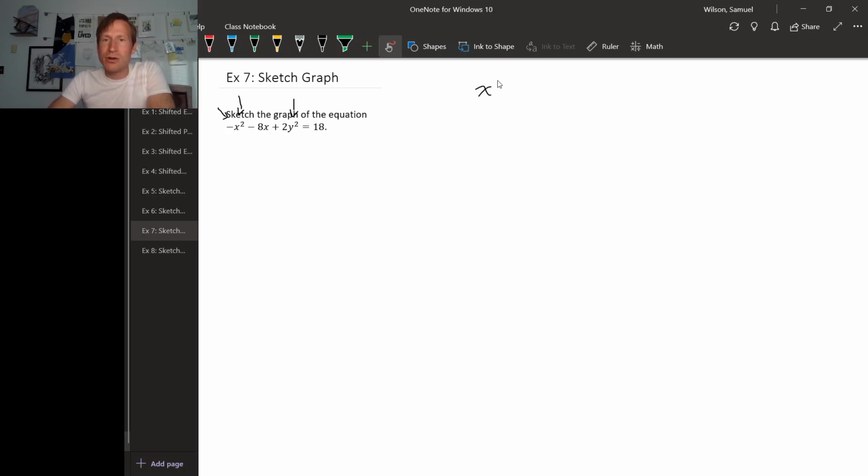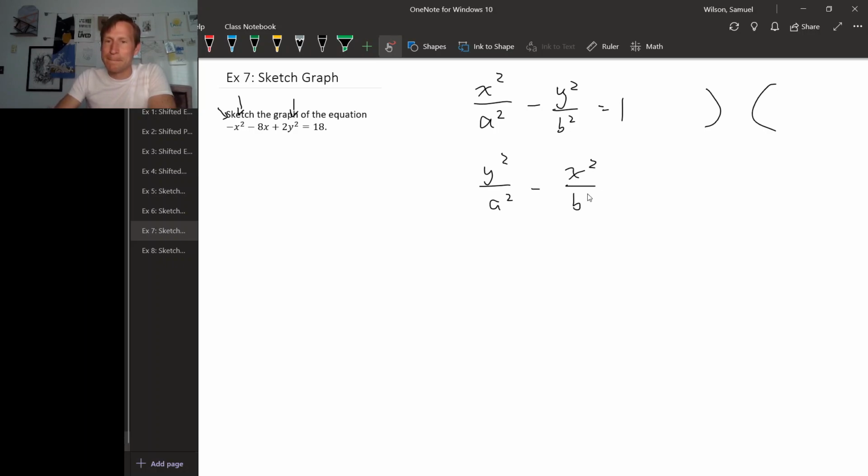So the unshifted equation that we should be aiming for is either x squared over a squared minus y squared over b squared equals 1. That's if the hyperbola opens horizontally, like this. Or the other possibility is y squared over a squared minus x squared over b squared equals 1. And that's if the hyperbola opens vertically, like that.